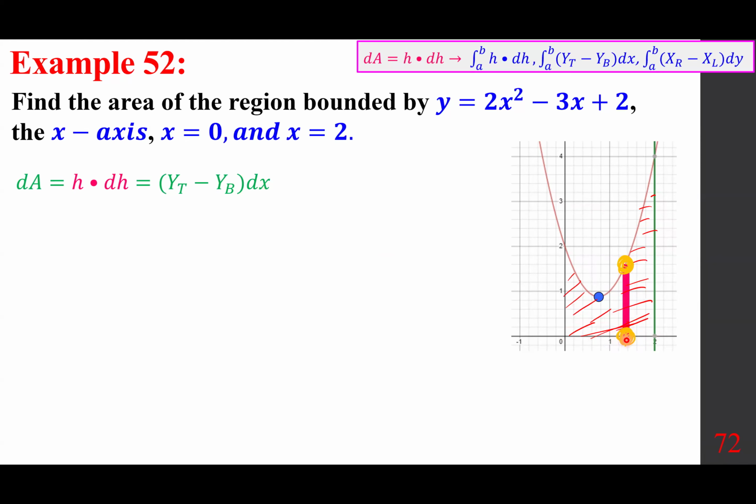So this is dx. What is y of the top? It comes from the function. What is y of the bottom? It comes from the x-axis, which is 0. So it's f minus 0, f or y. By f, we mean this function. So y of the top is this, minus 0.